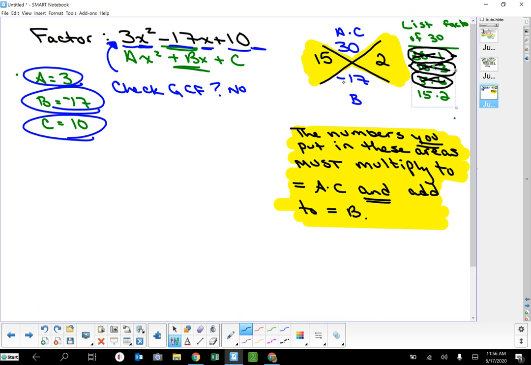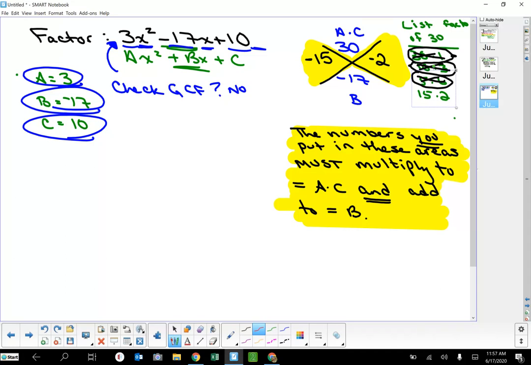And if they have to add to a negative 17, they both have to be negative. And when you multiply two negatives together, they multiply to give you a positive 30. So that's the only combination of the factors that's going to work for this. So that's the first thing you've got to do. I'm rereading what's in the highlighting. The numbers you put in these areas must multiply to equal A times C, which they do, they equal 30. And they have to add to equal the B, which is negative 17. And they do. And that's the only combination of numbers that's going to do that. So deal with the numbers first and then the signs second.